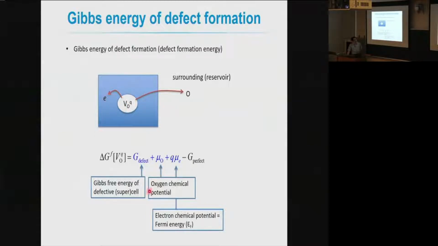That controls this oxygen chemical potential and the electron chemical potential. The electron chemical potential is always called the Fermi energy of the system. And the Gibbs free energy is the difference between the energy of the defective cell and the perfect cell, these two differences.